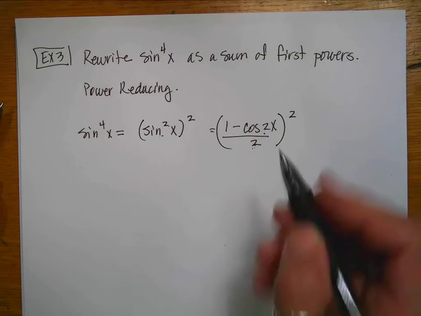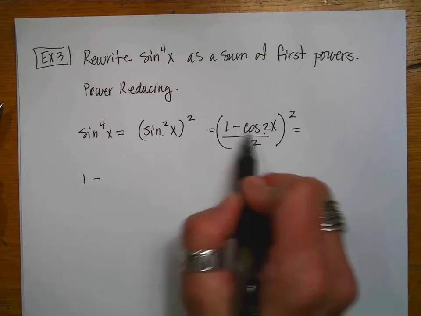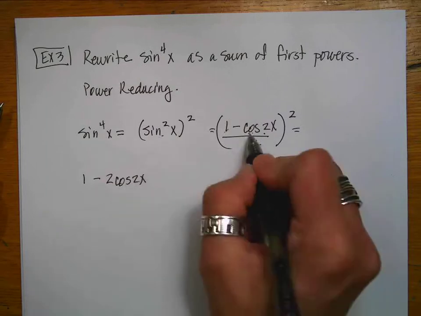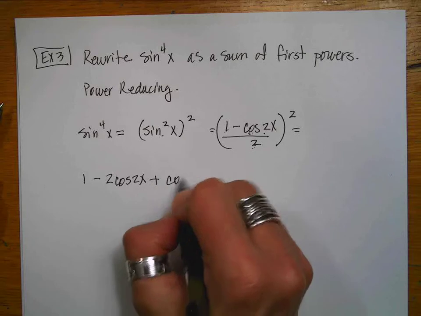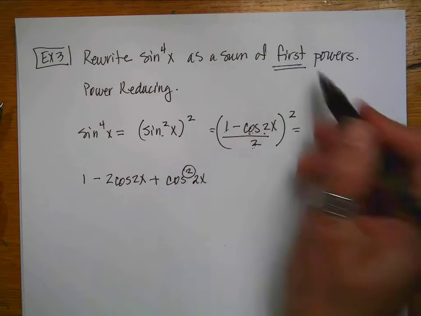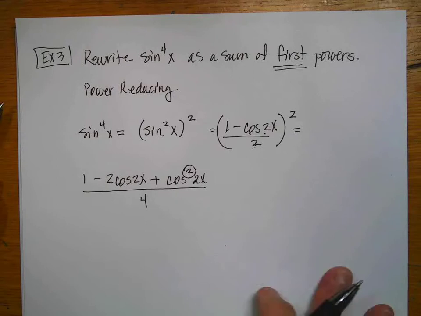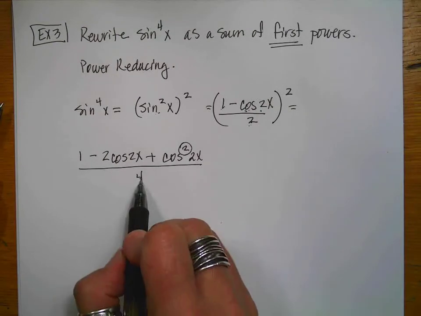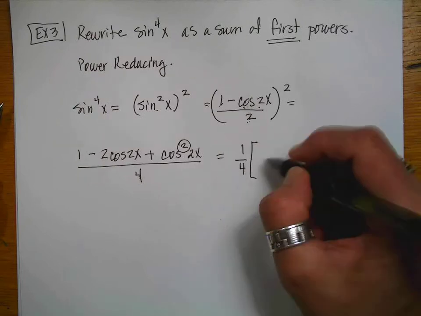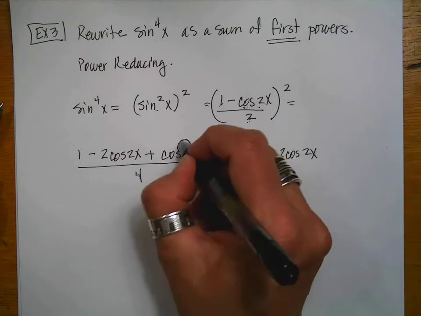So the top is going to be squaring a binomial. I'm going to get 1 minus, square the first term, multiply these two together and double it, 2 cosine 2x, square the last term, plus the cosine squared of 2x. We're going to have to do it again, over 4. And to make my math life easier, I'm going to pull this 1/4 out front. So I'm going to write this as 1 over 4 times 1 minus 2 cosine 2x.